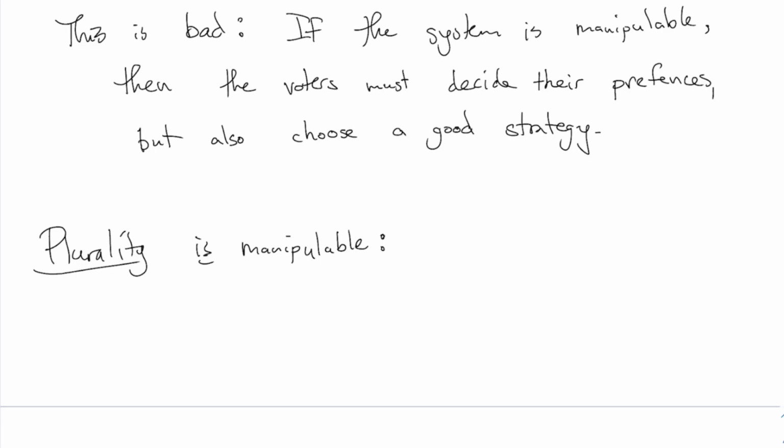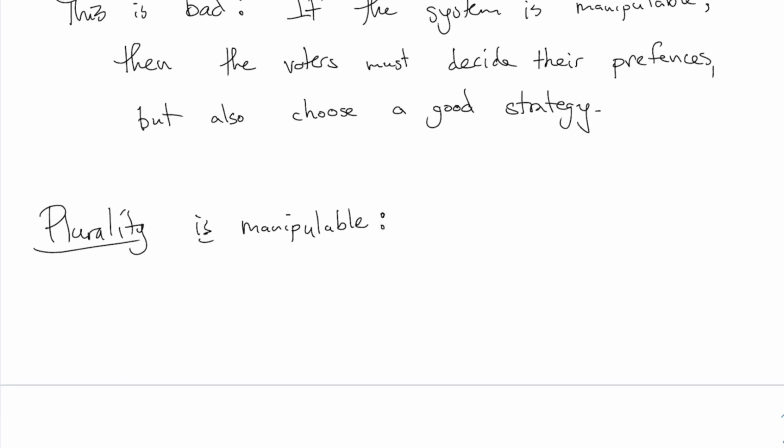That's how you do it in a plurality election. I don't vote for the one person who I think would be the best president ever. I vote for either Trump or Biden, or whoever's on the ballot who I like better, who can actually win. I also decide not to vote for Nader, even if I like him the best, right? Anyway, plurality is manipulable. Here's an example.